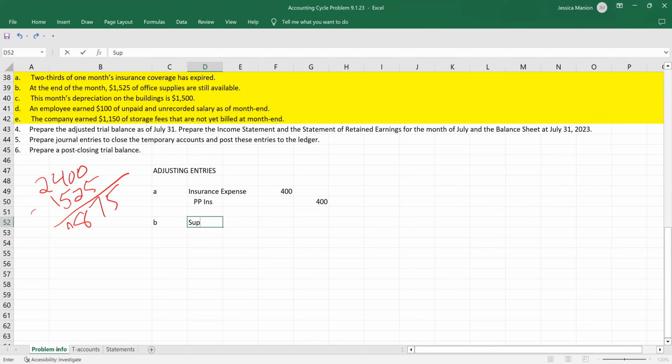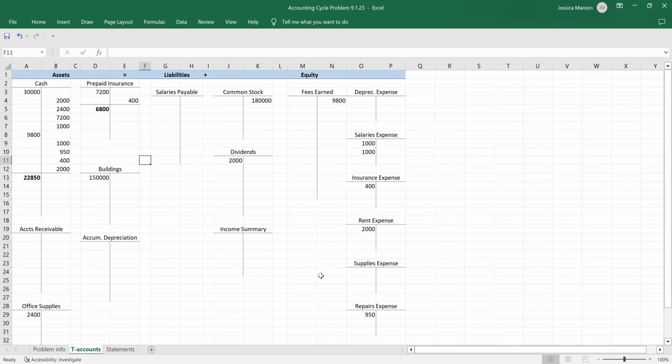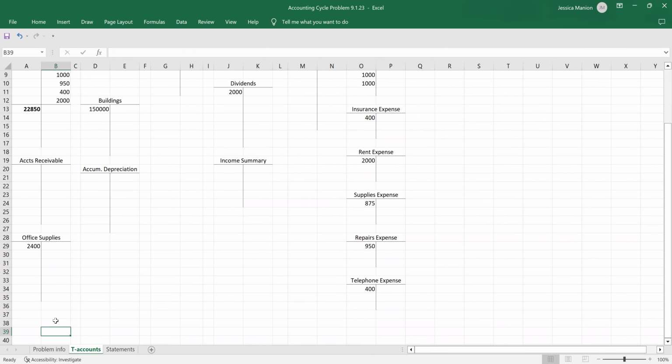So we're going to debit supplies expense for $875, credit the supplies asset account, because we want to reduce that asset by the amount that we used. Okay, let's click post. Let's post this to our T account. So debit supplies expense for $875 and then credit that supplies asset account. And that's toward down the bottom here on our assets, $875.